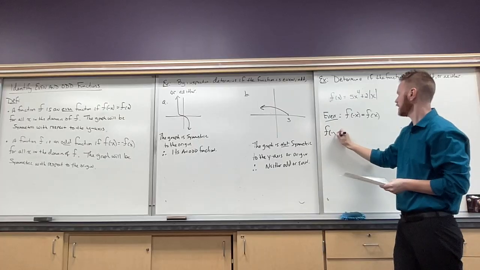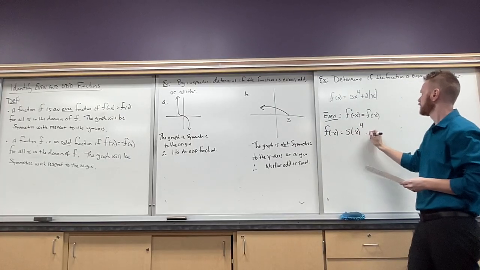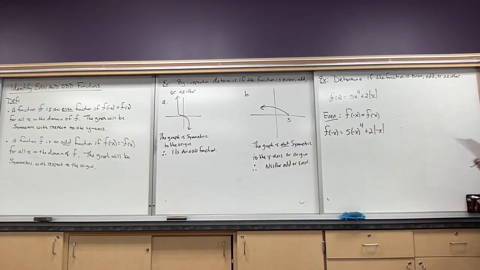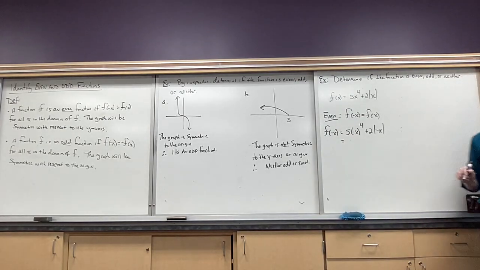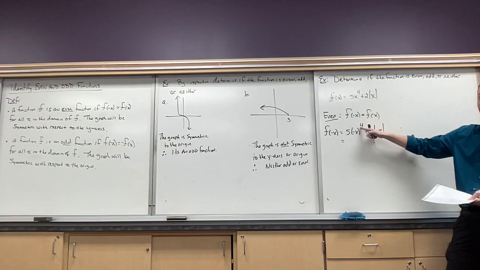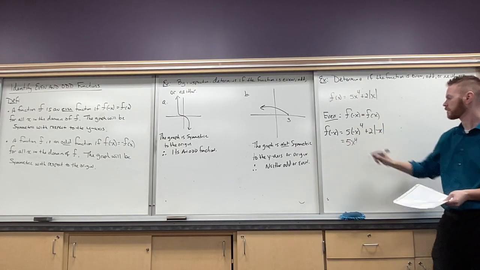So f of negative x, let's plug negative x in. So we get 5 times negative x to the 4th plus 2 times the absolute value of negative x. This is actually already looking promising. If you're looking at this ahead of time, you're like, this is looking pretty good. If I'm raising this to an even power, does that get rid of the negative? Yeah, right? So this is just 5x to the 4th.